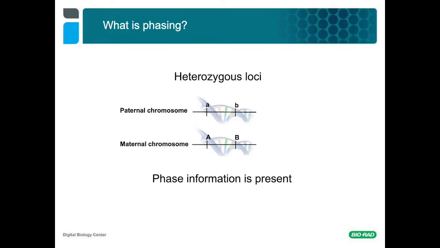For this presentation, I will depict variants in lowercase lettering and wild-type sequence in uppercase lettering. In this illustration, the lowercase a variant is on the same chromosome as the lowercase b variant. When variants are on the same stretch of DNA, they are considered to be cis-configured. Alternatively, if one of the variants was on the maternal chromosome, these variants would be trans-configured.